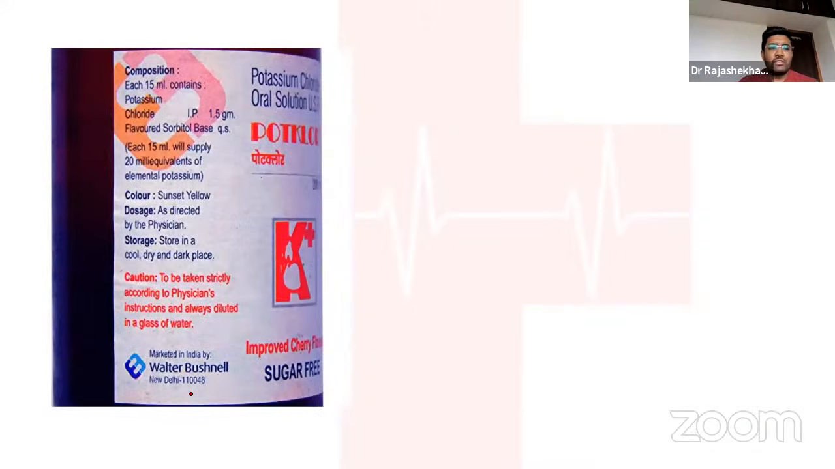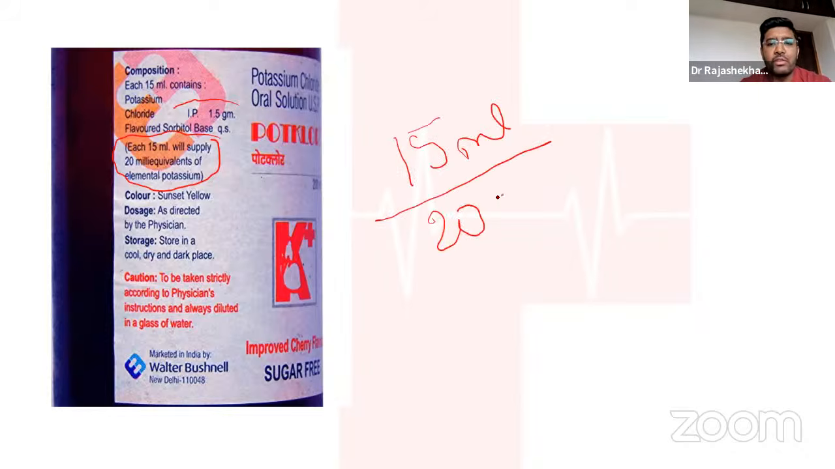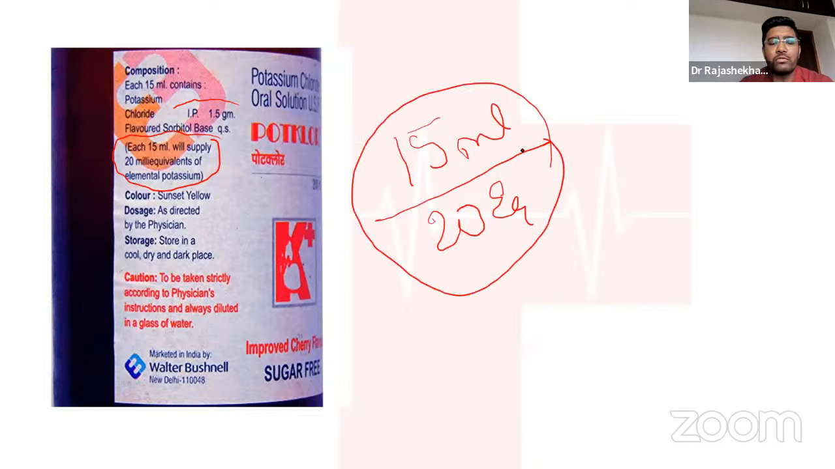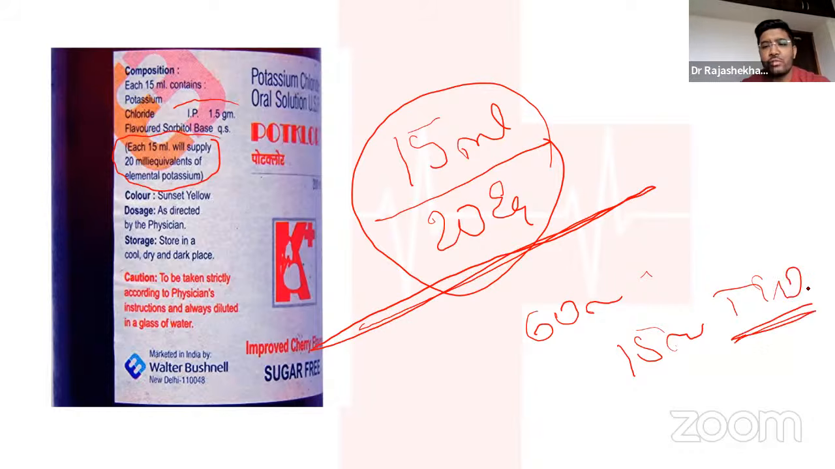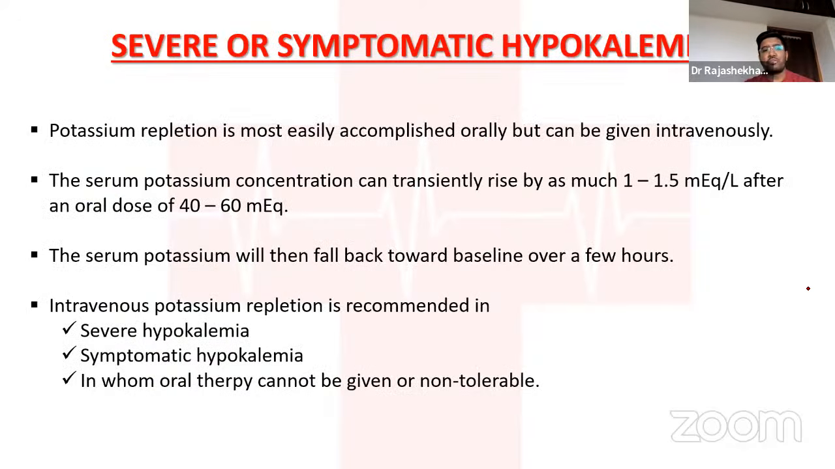So this is the pot chlor syrup. This is a very important syrup which is kept for the viva. So you need to remember the concentration here. Every 15 ml contains 20 milliequivalents. This is a rule of thumb. Every physician is expected to know this. So whenever we give pot chlor, we usually give 60 milliequivalents TID, that is 15 ml TID. This is the usual starting dose we give the patient.